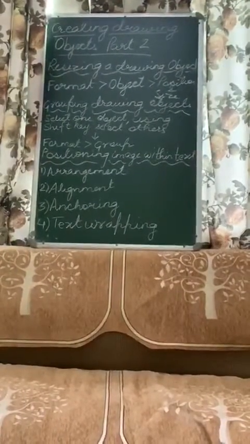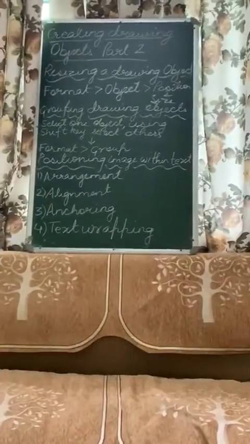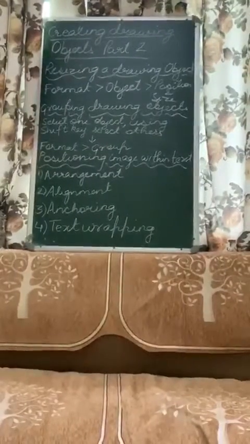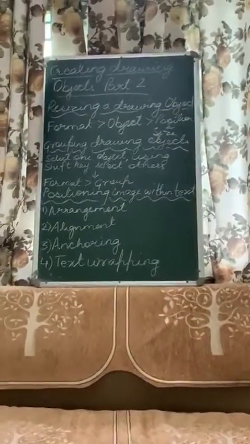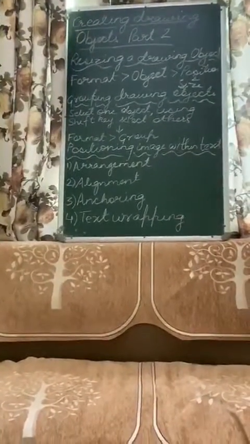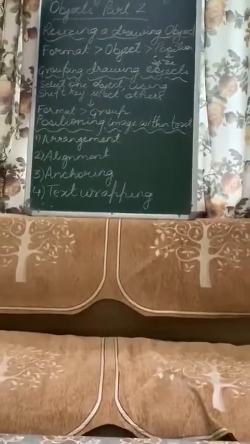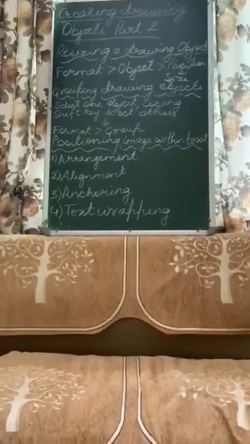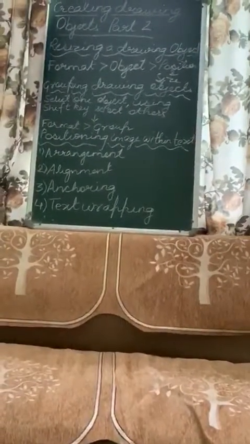Then next is alignment. Alignment refers to the vertical or horizontal placement of a graphic in relation to the chosen point. Then number 3 is anchoring. Anchoring refers to the reference point for the graphics. This point could be a page, a frame, a paragraph or even a character. So an image will always have an anchor point, that means a holding point, and you can arrange the text around it.